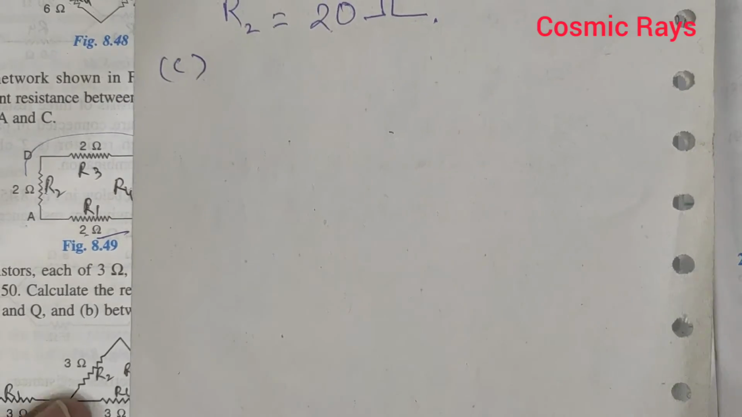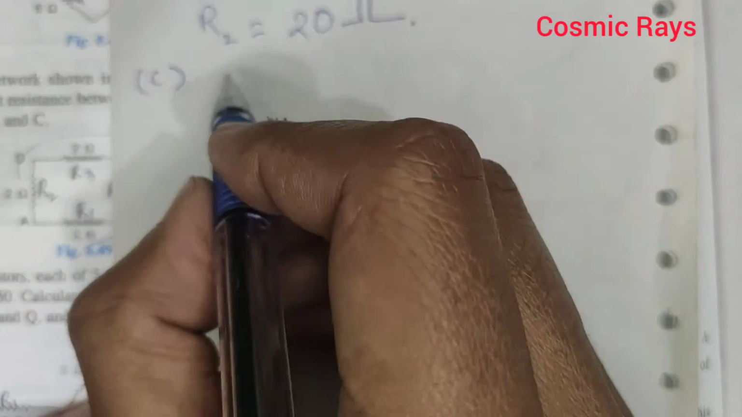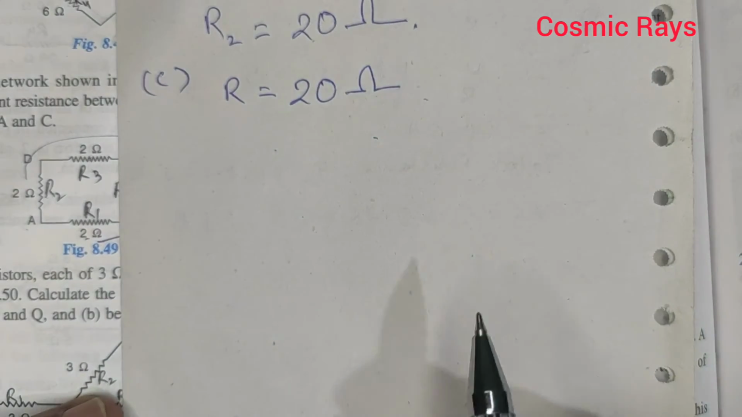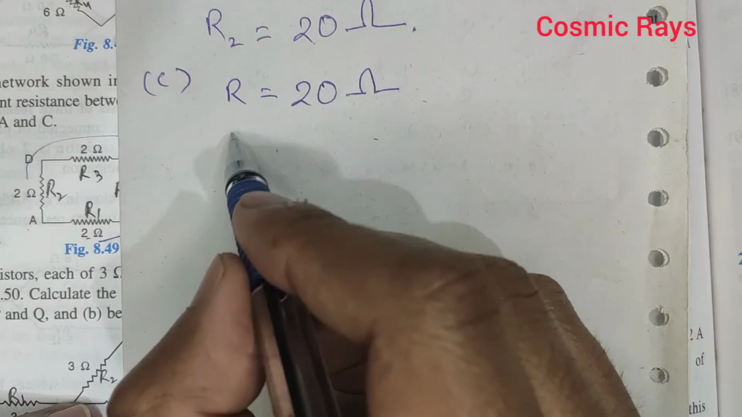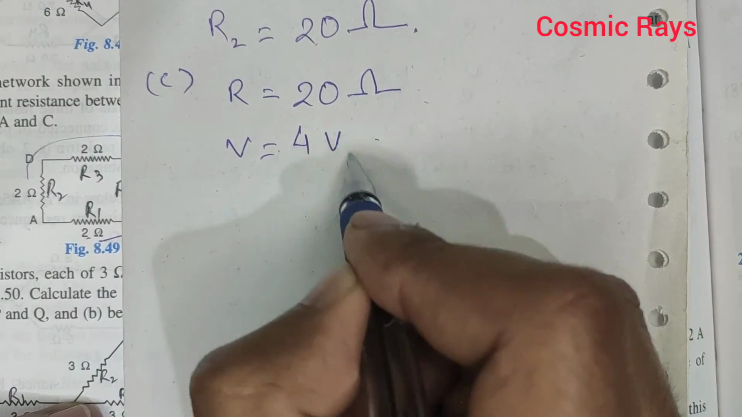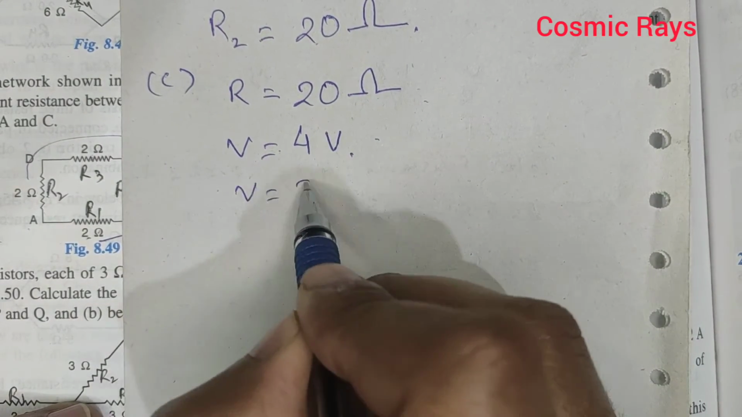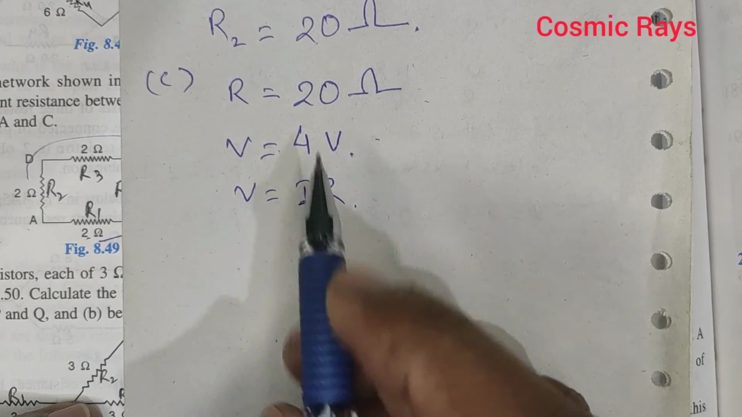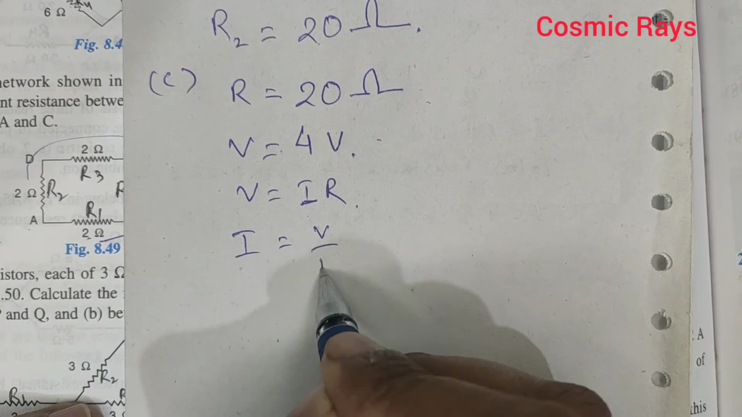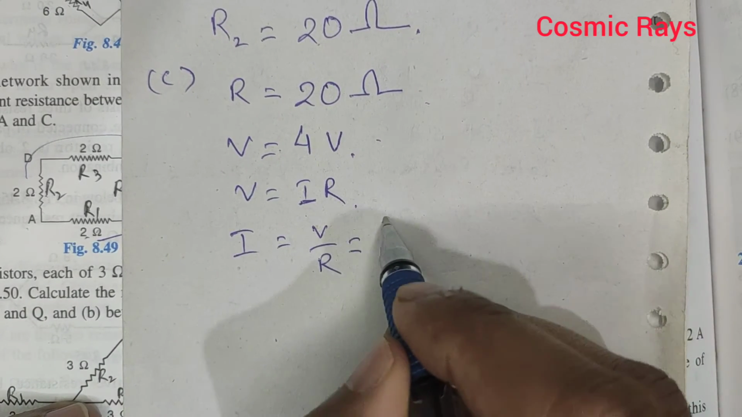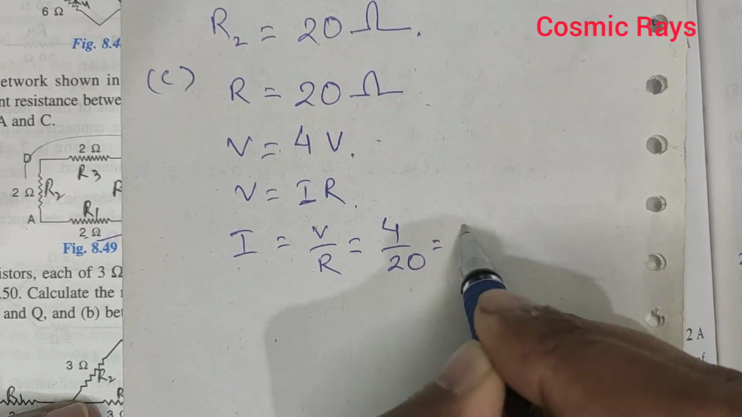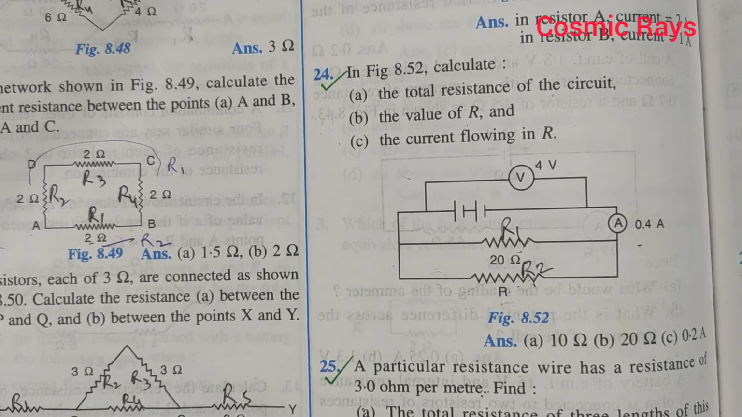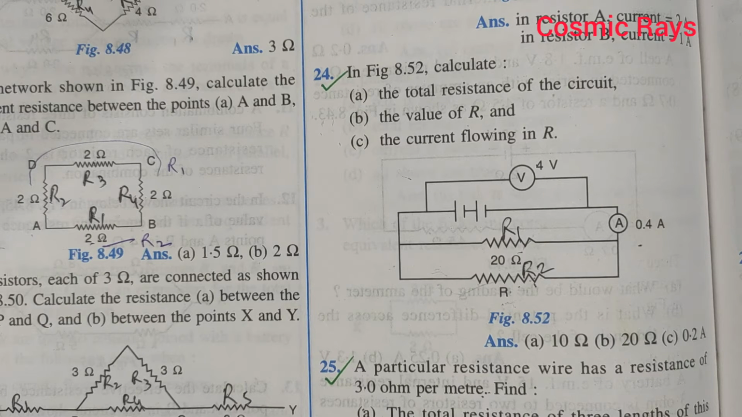So for this, we have the value of R as 20 ohms that we have just calculated, and the voltage is 4 volt. Using the formula V is equal to IR, we can calculate the value of current. So current will be equal to V by R, that is 4 upon 20, 0.2 ampere.